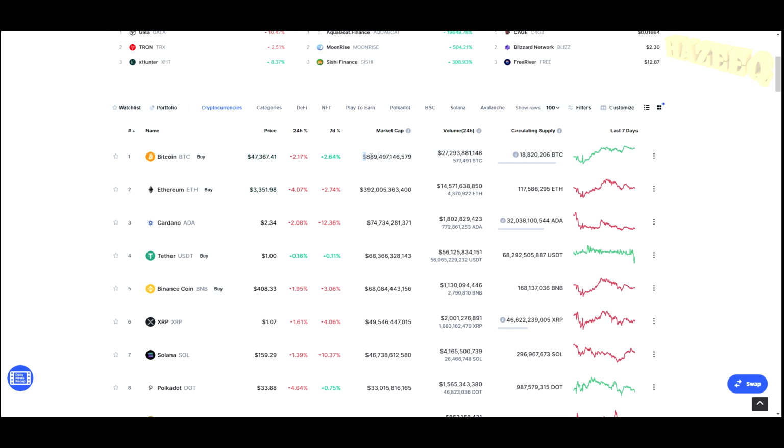So this is not the real market cap, okay? This doesn't show the real money. Ethereum doesn't have $400 billion in it. I would say it has around 150 billion, you know? Bitcoin has around 300, $400 billion tops.